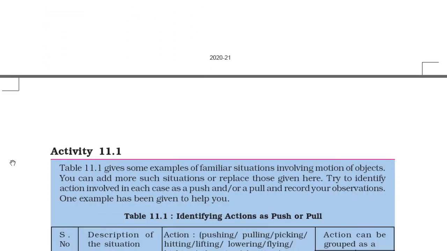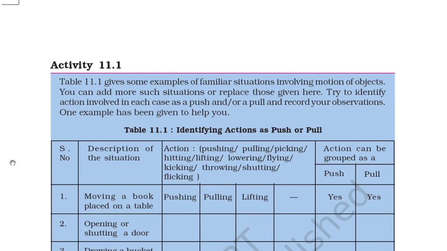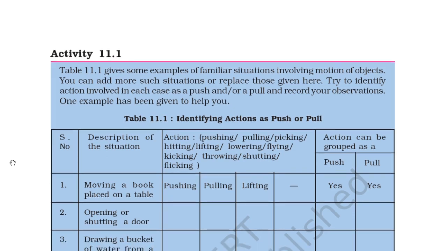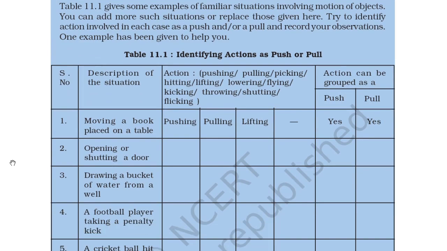Activity 11.1, table 11.1 gives some examples of familiar situations involving motion of objects. You can add more such situations or replace those given here. Try to identify actions involved in each case as a push or a pull and record your observation. One example has been given to help you. So you can see, identify action as push or pull.